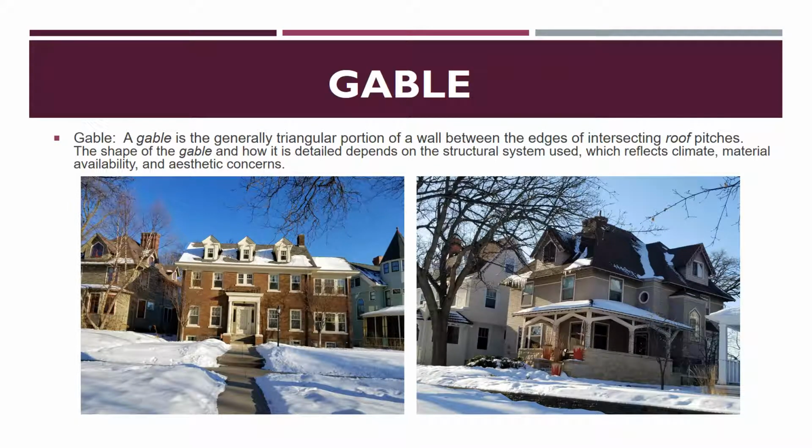Now we have a gable roof. A gable is the generally triangular portion of a wall between the edges of intersecting roof pitches. The shape of the gable and how it is detailed depends on the structural system used, which reflects climate, material availability, and aesthetic concerns. Here we have a little bit older architecture, both in the Minneapolis area.